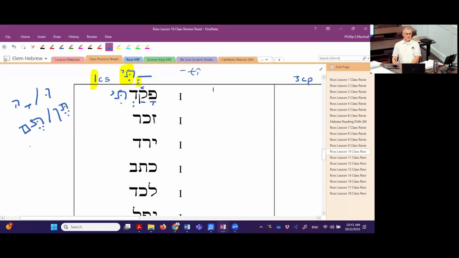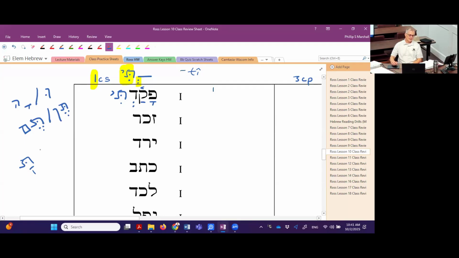Why are they called heavy consonantal endings? Because they consist of three items: the tav, the vowel, and the mem or nun. And that's heavier than a consonantal ending with just a consonant and a vowel. That's two things, right? So theoretically, three things should weigh more than two things.